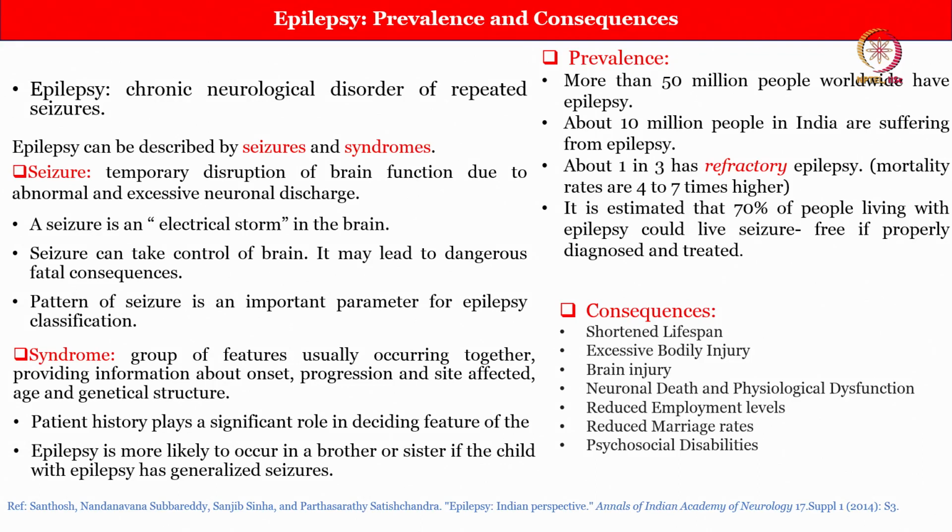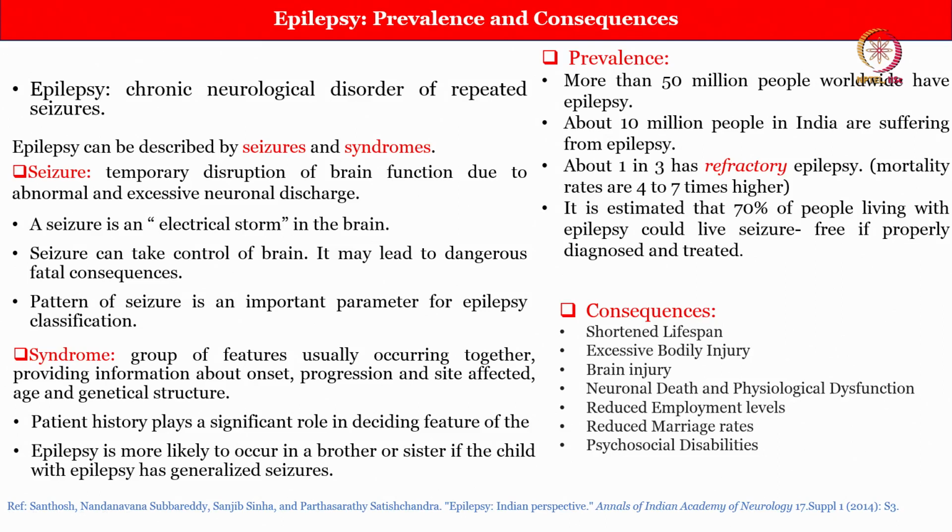Now, if you talk about prevalence, more than 50 million people worldwide have epilepsy. You see, more than 50 million people. About 10 million people in India are suffering from epilepsy, right. And I think this is also very old data, not just the Indian data, it is way old data. So, this value would be way higher than 10 million. This was in 2014, right. I can find the latest data, but you can also find it. My point here is that the number of people suffering from epilepsy is extremely high.